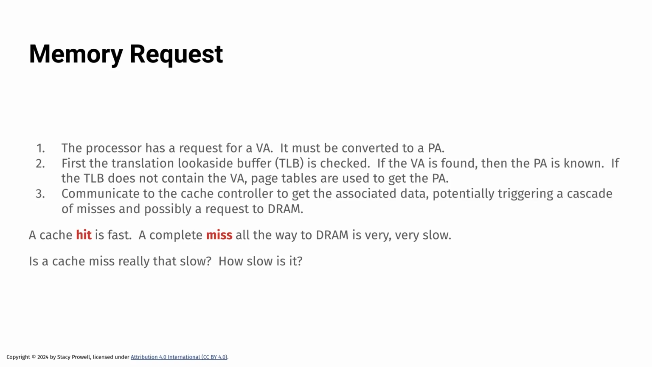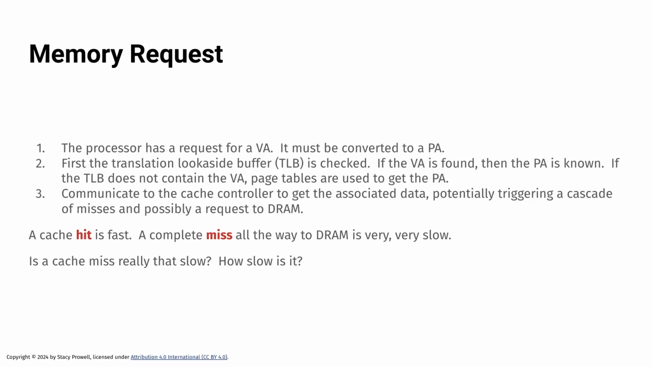Once I've done that, I communicate with the cache controller to get the associated data, which may come out of the cache. It may trigger a request all the way out to DRAM. Now, here's something to keep in mind. A cache hit is fast. A cache miss that goes all the way out to DRAM is way slower.